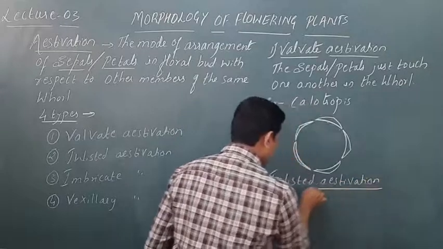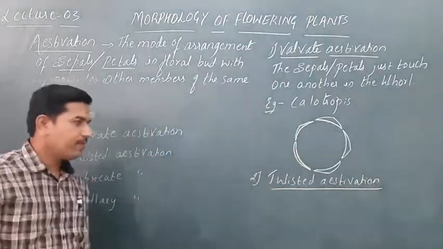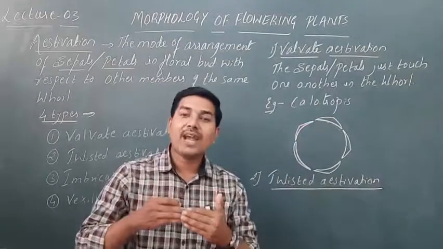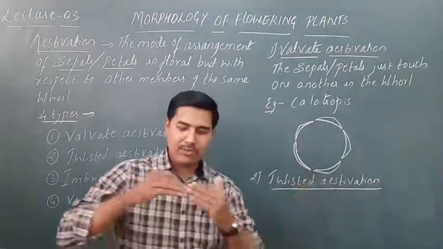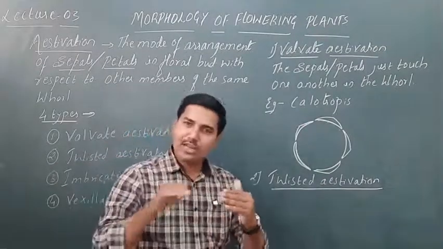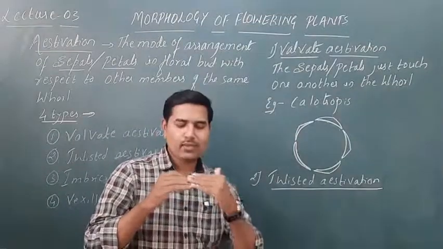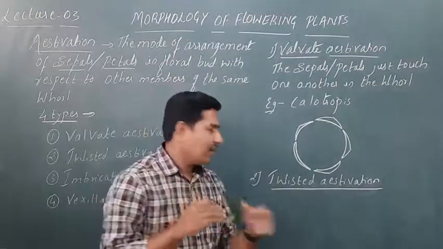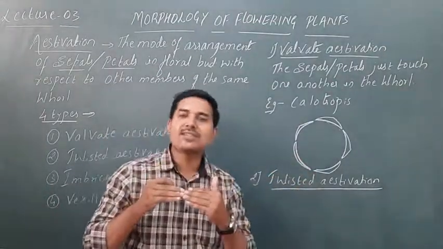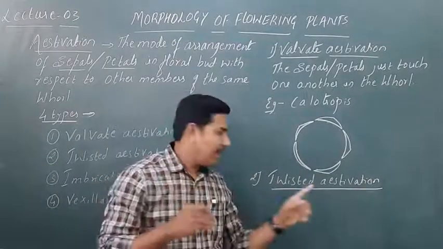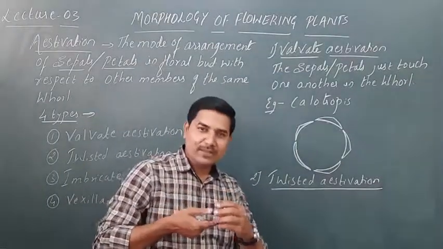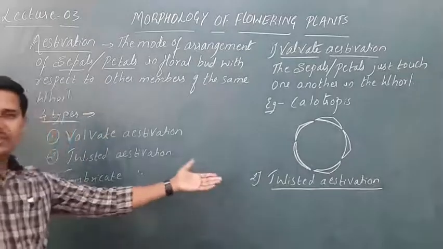So in the twisted estivation, the sepals or petals are overlapped at their margins. We call this the margin; one overlaps on the other. So they are overlapped. All five petals overlap one on another. The margin will overlap with the next whorl. This is one whorl. If this margin overlaps on this one, then here the margin just touches, it does not overlap. But in the twisted, the margin overlaps with another. So such type of aestivation is said to be twisted aestivation.